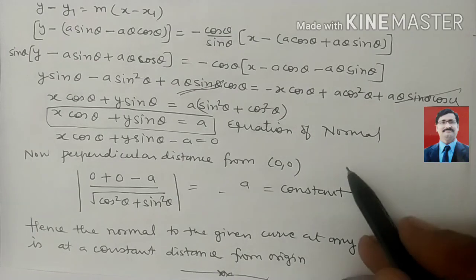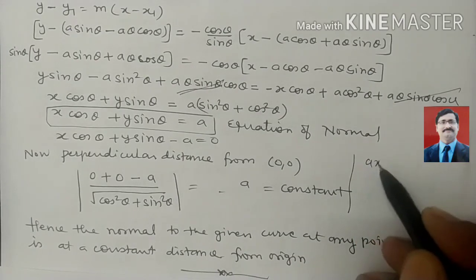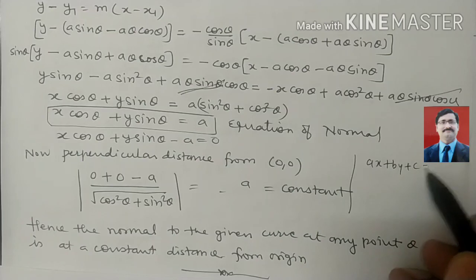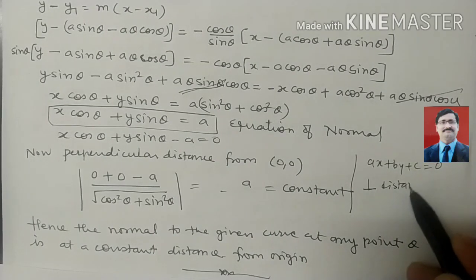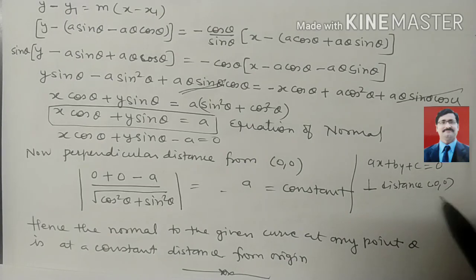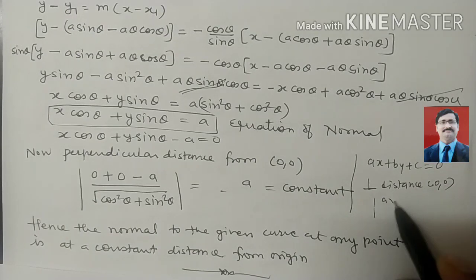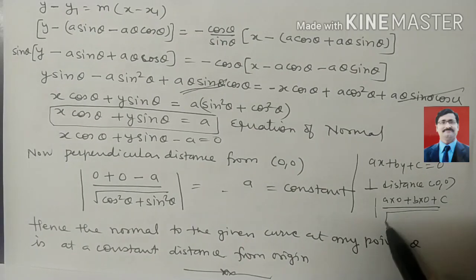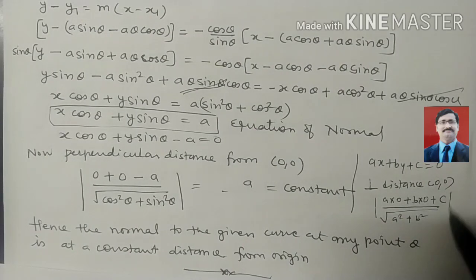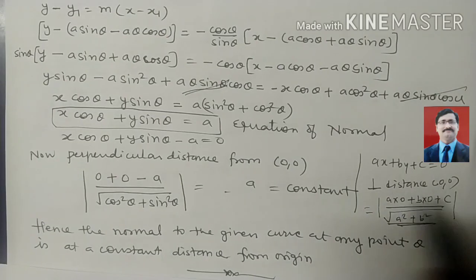Look here, we already know the formula that if ax plus by plus c equal to 0 is given, and you have to find the perpendicular distance from the origin 0, 0, we can write a into 0 plus b into 0 plus c upon root of a square plus b square. This formula we already did, so we are using this formula here.